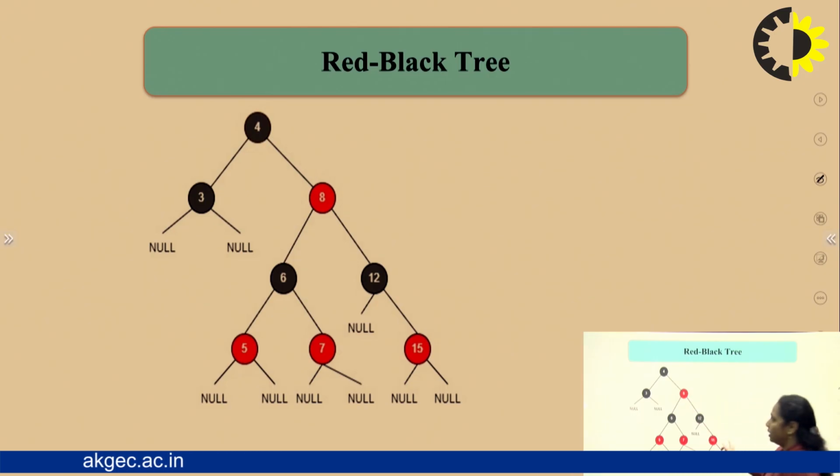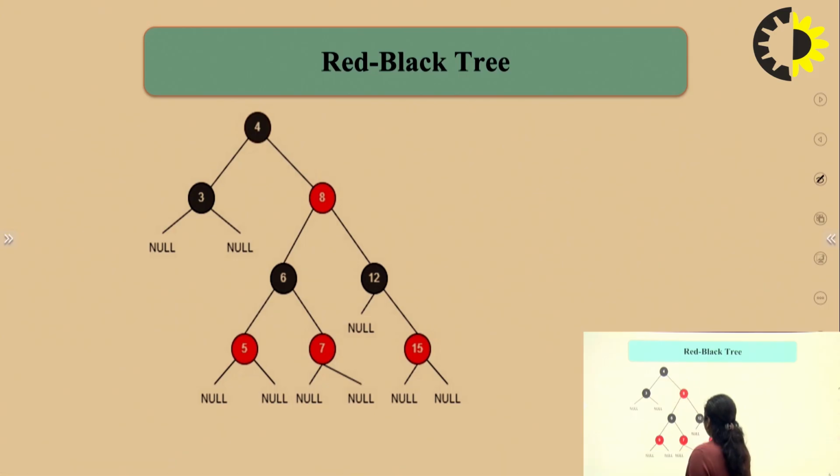Here I have drawn the red black tree, in which you can see that all the nodes are fulfilling the property of a binary search tree. That is, each and every parent node is lying between the value of the left child and right child. Plus each and every node is either red in color or black in color. And this is the root node which is black in color. These all are the leaf nodes which are nil and will be black in color.